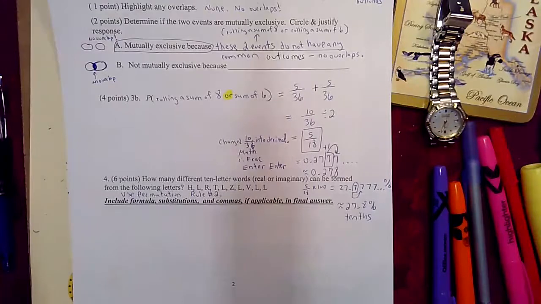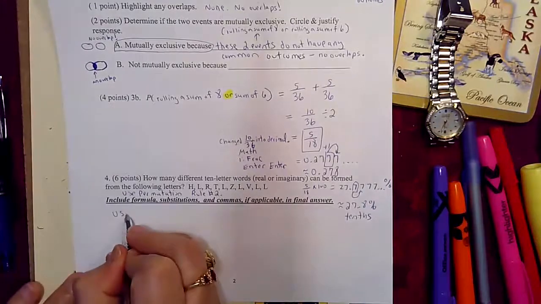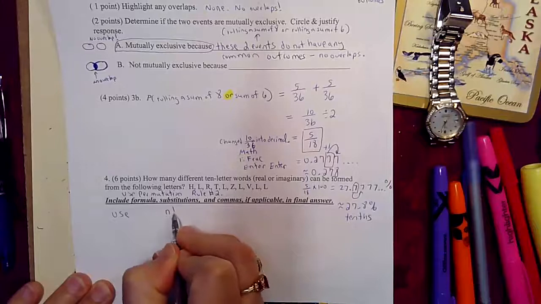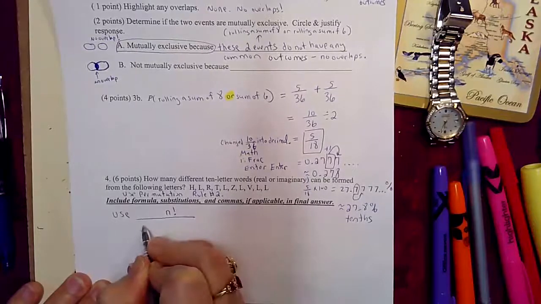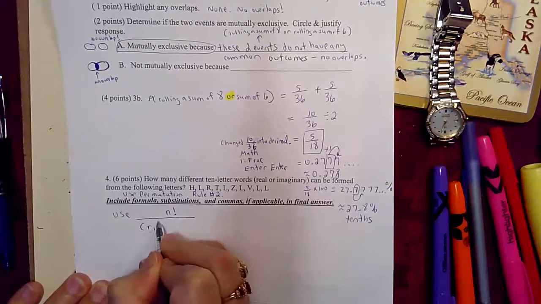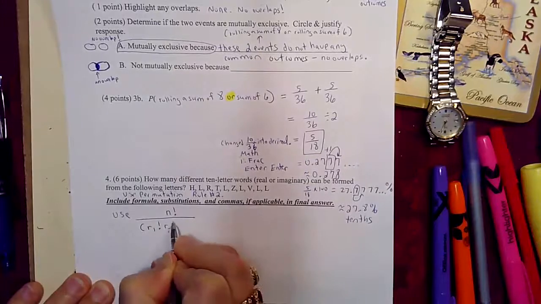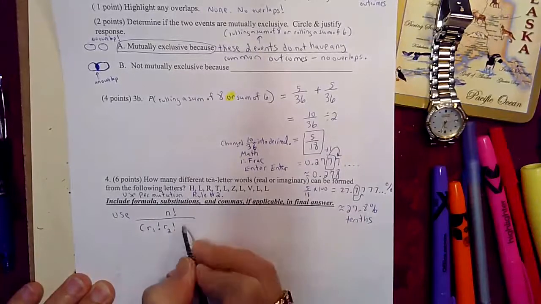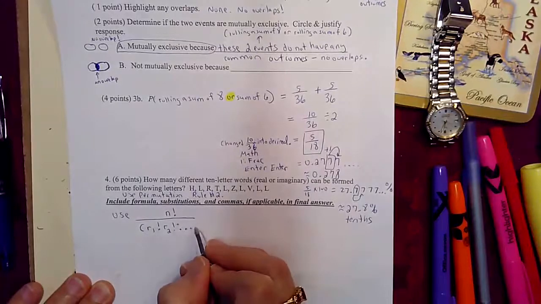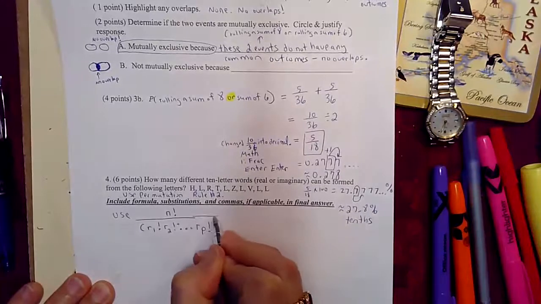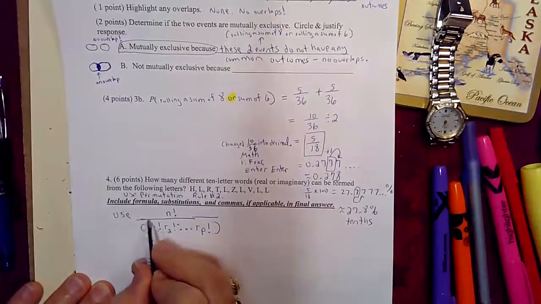Permutation rule number 2, and that's this one. N factorial over parentheses R1 factorial times R2 factorial times dot dot dot times R sub P factorial, and then close parentheses.